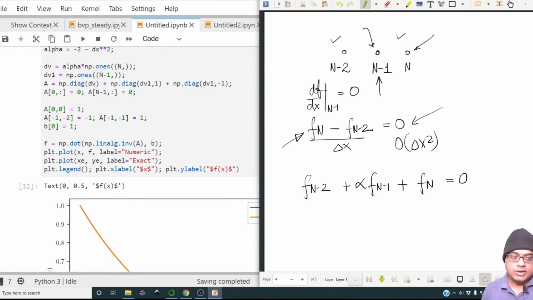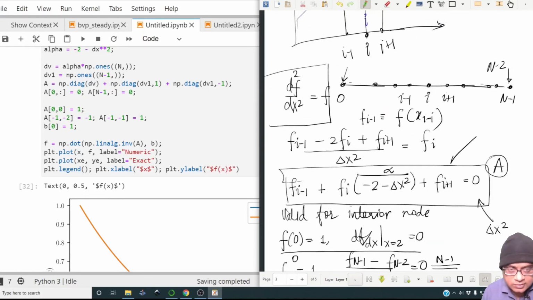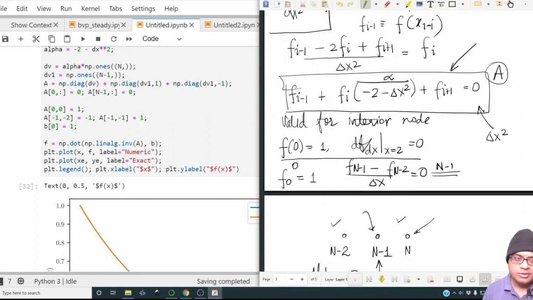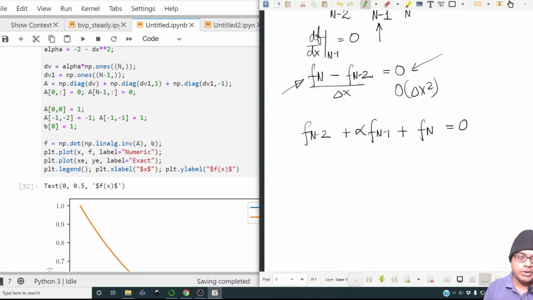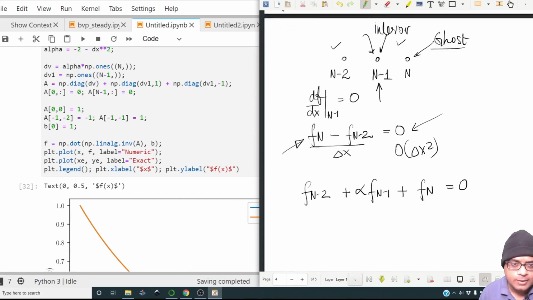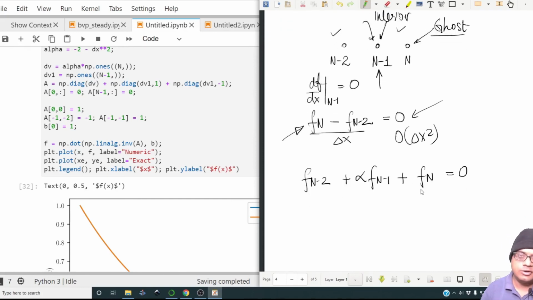So I can do this. I can use the equation that I had formulated in the interior, because I have extended the domain by one ghost node. So this sort of becomes the interior. This is the ghost node. Very spooky. So now I have an equation in terms of f_n, but from this equation I have what?